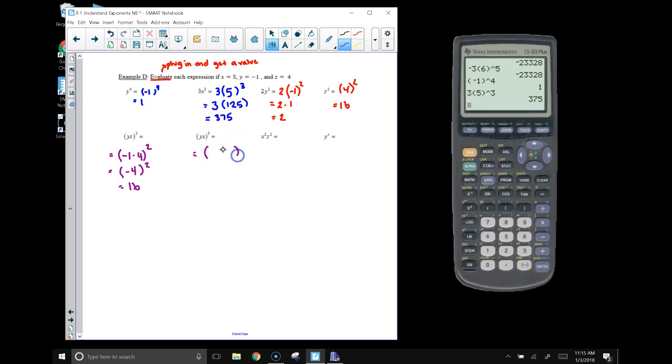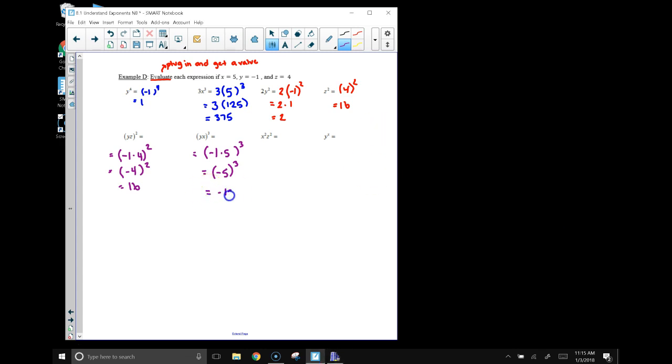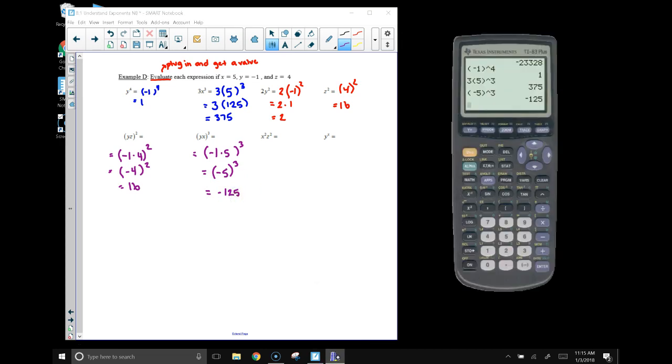This is similar. Now I've got y times x. Y is still -1. X is 5. Okay, so I'm going to end up with -5 to the 3rd power. In that, I want to make sure I get my sign correctly. Now, I know that's going to be negative, but if you don't know, go ahead and plug it in. -5, parentheses, 3, and I get -125. Signs are important. Sorry, I keep pushing that button.